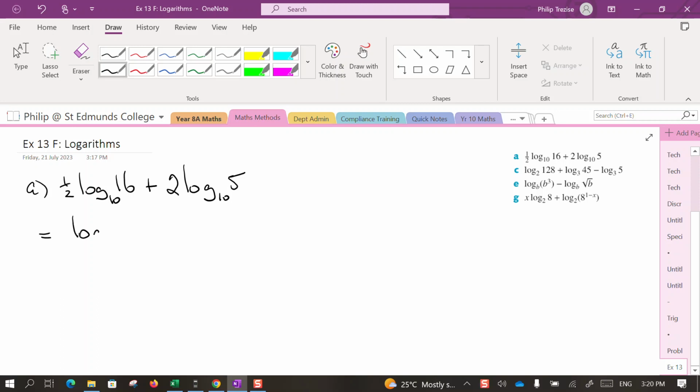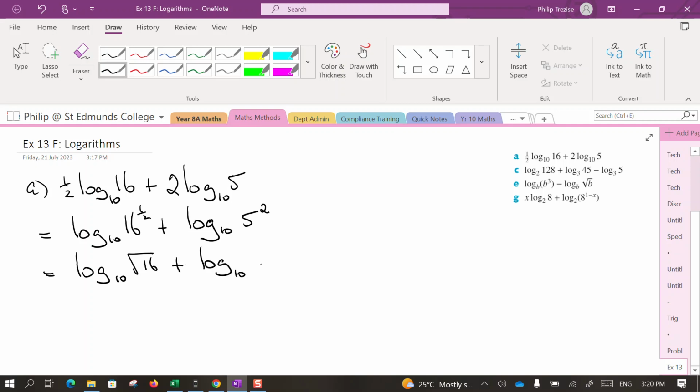Now we'll use the power rule. So this is the same as 16 to the power half, and this one is the same as log of 5 squared. Remember, the number at the front can become the power inside the logarithm. So a power of a half, 16 to the power half, is the same as square root 16. And that's the same as 5 times 5, or 25.